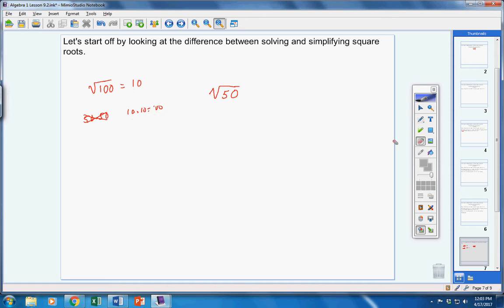Okay, so moving on. So anyways, I'd like you to copy in your notes the square root of 50. Then I want you to draw an arrow and put solve. We're going to solve this. Then I want you to draw an arrow and put simplify. Okay? So on upcoming tests and quizzes, if I ask you to solve a square root, you must know what I mean. When I ask you to simplify a square root, you must know what I mean. Do you understand? So here we go.